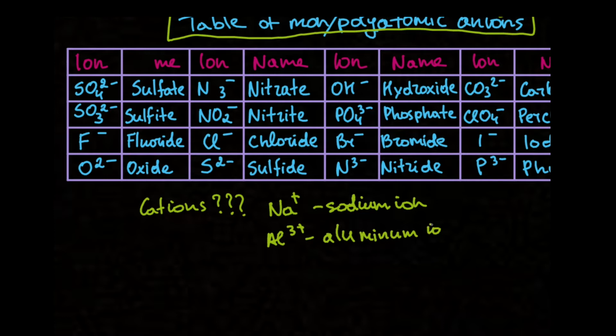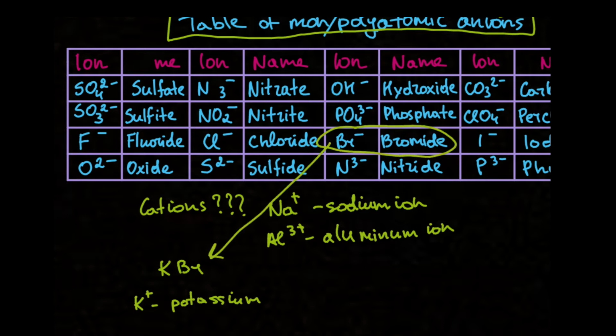Now we can start naming different compounds. Let's say we have a formula of KBr. What's the name of this compound? Well, it would be potassium for K+ and bromide for Br-. So the full name of this compound is potassium bromide.